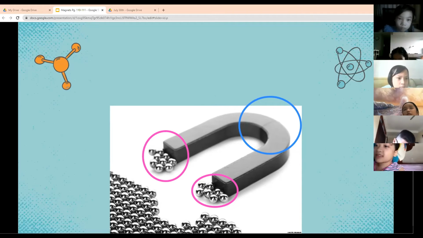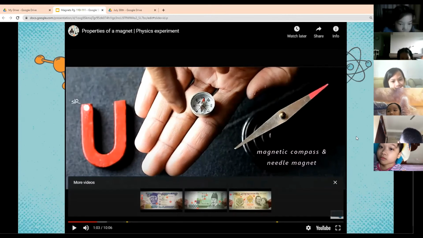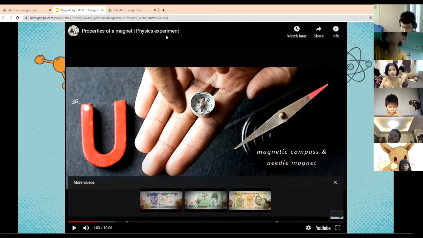We'll look at this a little bit more. Let's observe magnets. We have a little video here. Anyone know what this is called? Moon, what is this called? North, south, west, east. What is this called? Do you know what the word for this is? You forget? It starts with a C.